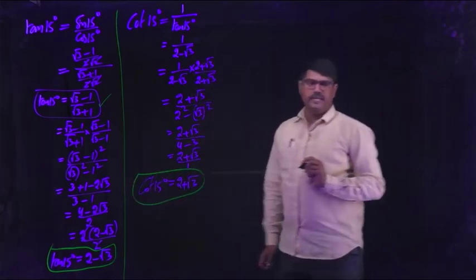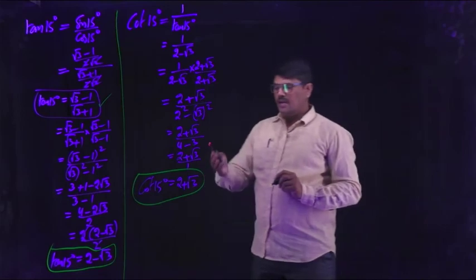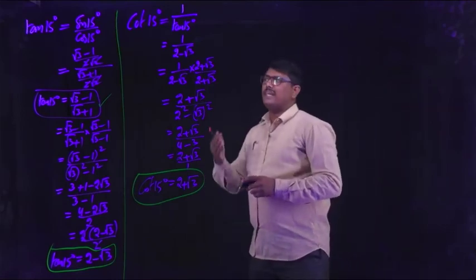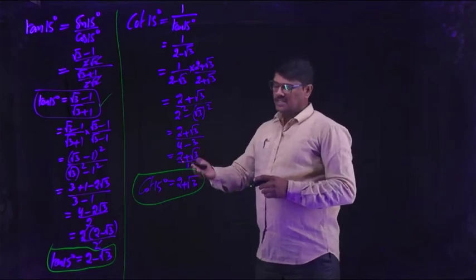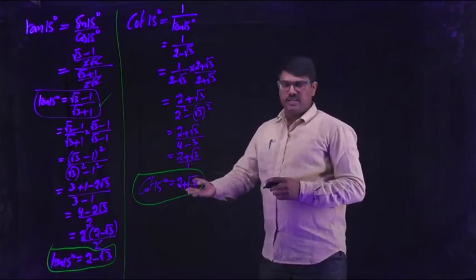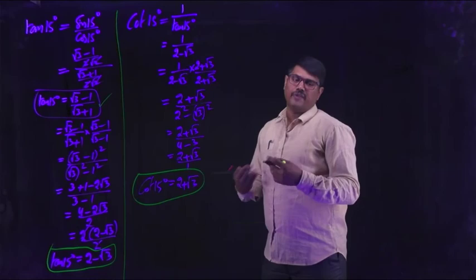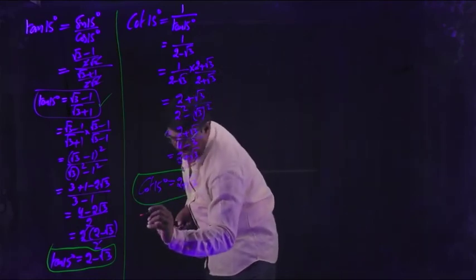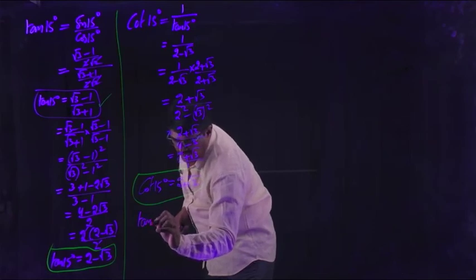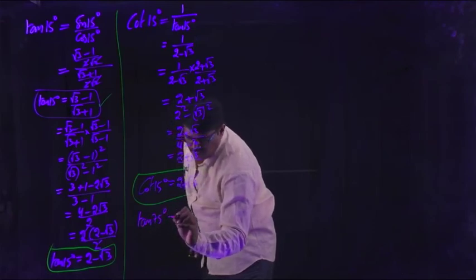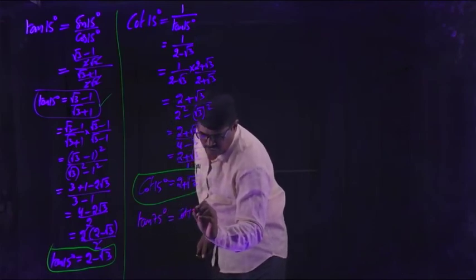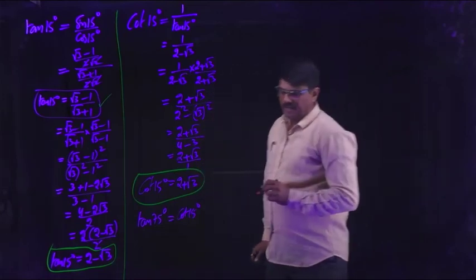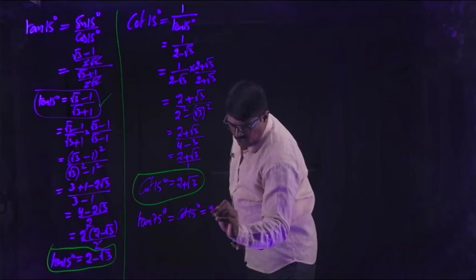So tan 15 is 2 minus root 3 and cot 15 is 2 plus root 3. Already we discussed in the sine cos analysis: if you know the value at 15 degrees, you can find the value at 75 degrees also. Tan 75 degrees is equal to cot 15 degrees, remember. Why? Because 75 and 15 are complementary angles. Both values are 2 plus root 3.